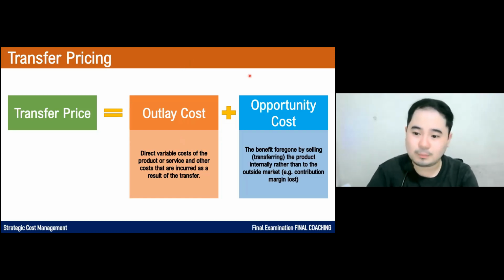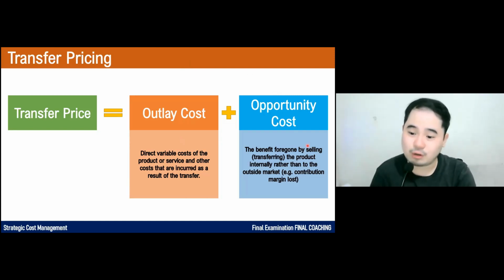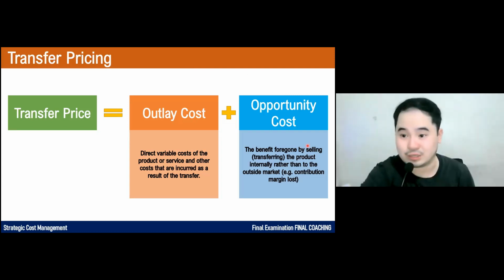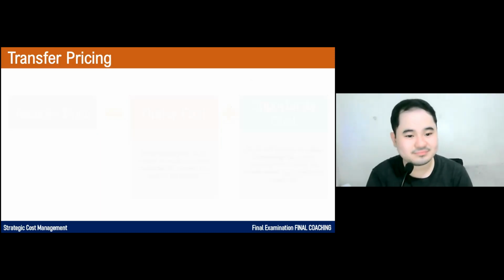Okay? And then ang opportunity cost naman po, kung sakaling ita-transfer ko to sa co-division ko sa kabila, ano yung mawawala sa aking normal sales? So mawawalan ako ng contribution margin on my regular sales. So kailangan mo siyang singilin dun sa mawawala sa'yo. Okay? Parang ganon.